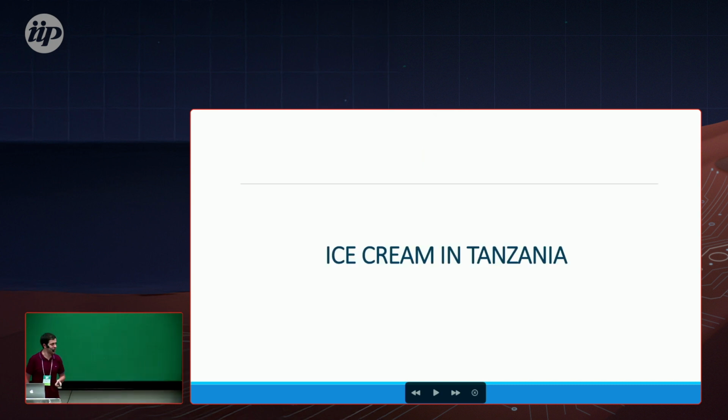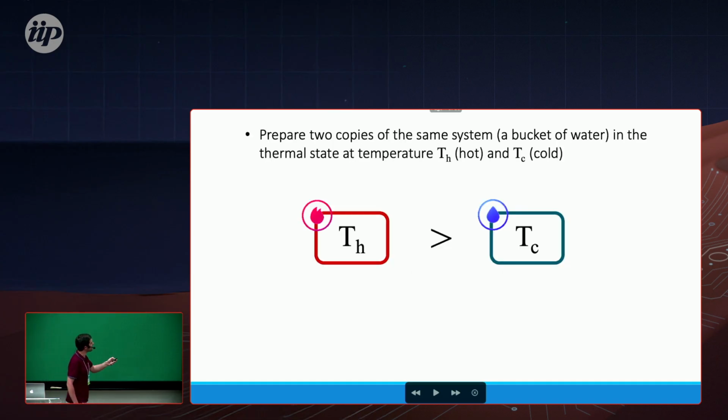We have to go back really early in time, and first of all, let's introduce it in the simplest way. So let's consider two copies of the same system. These two copies are exactly the same, for example, two buckets of water. They are totally the same except for the initial temperature, which is different. One is hot and the other one is cold.